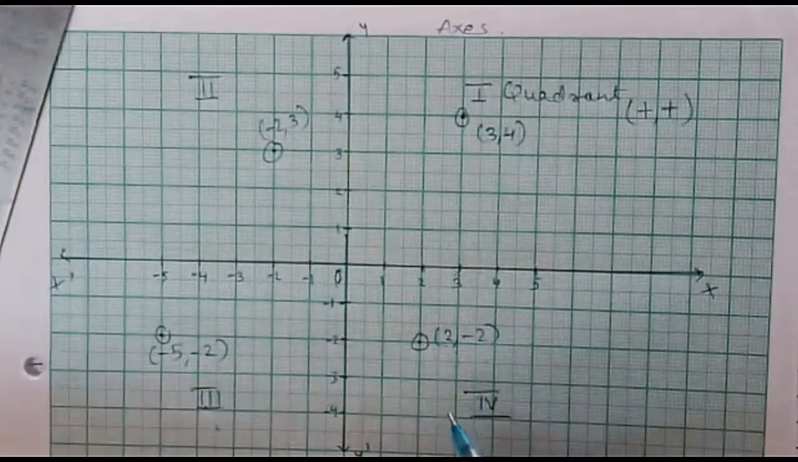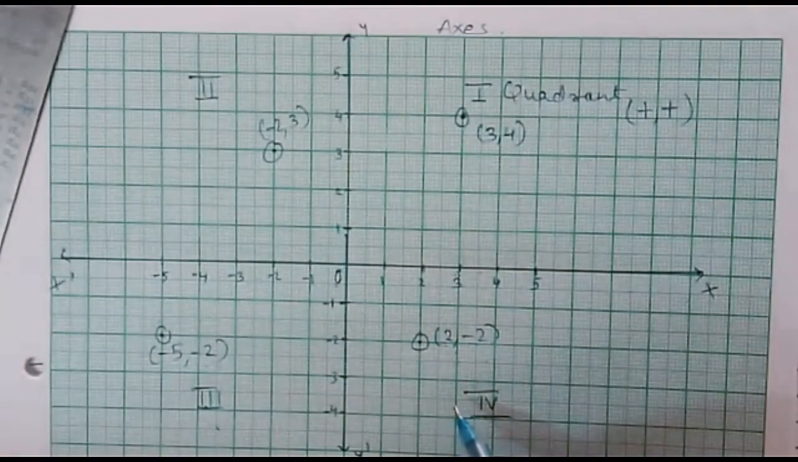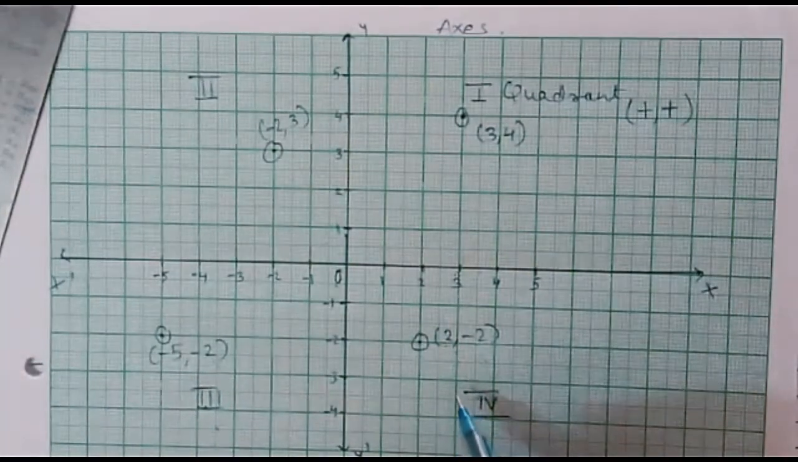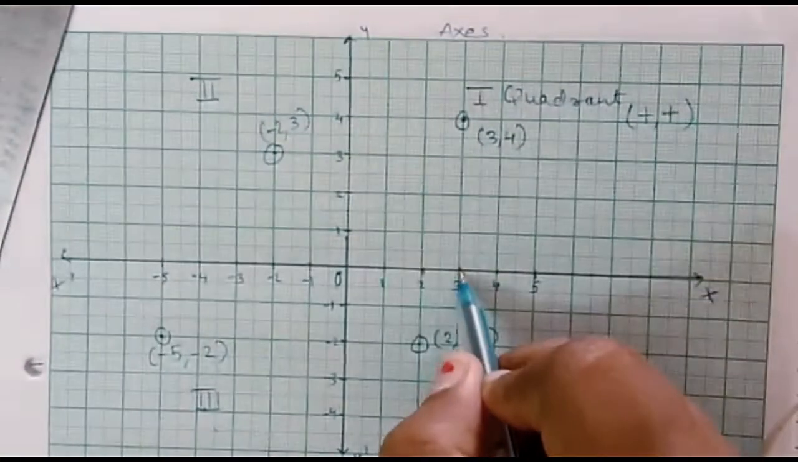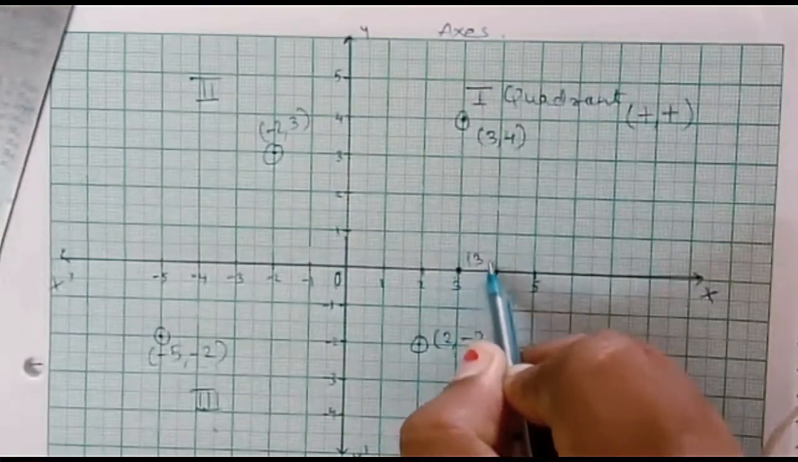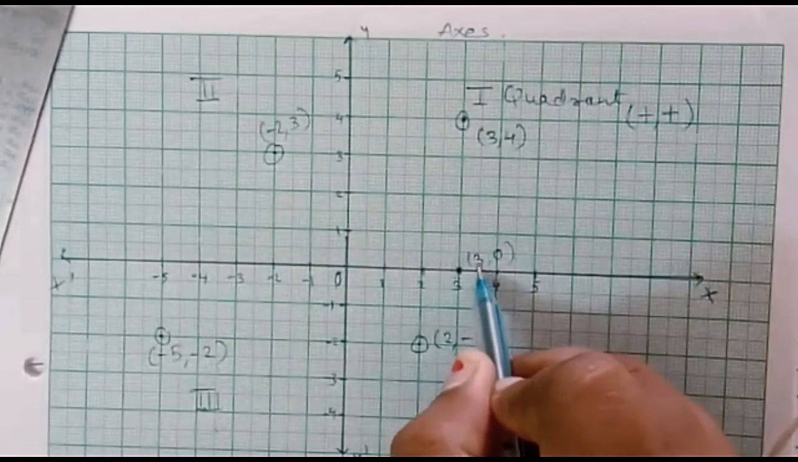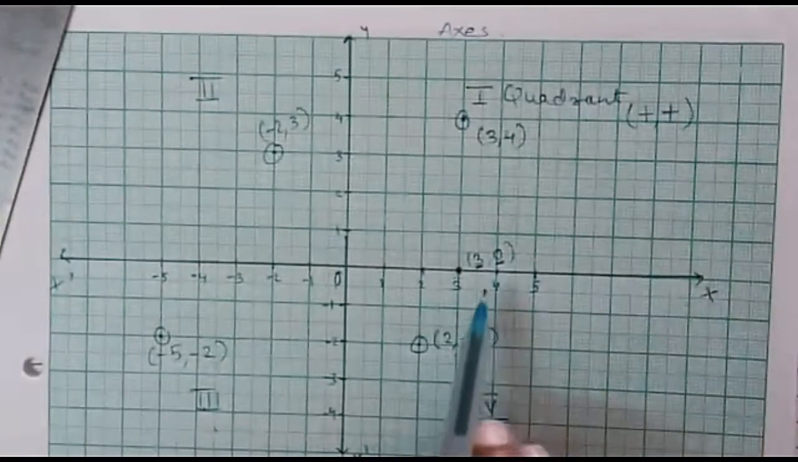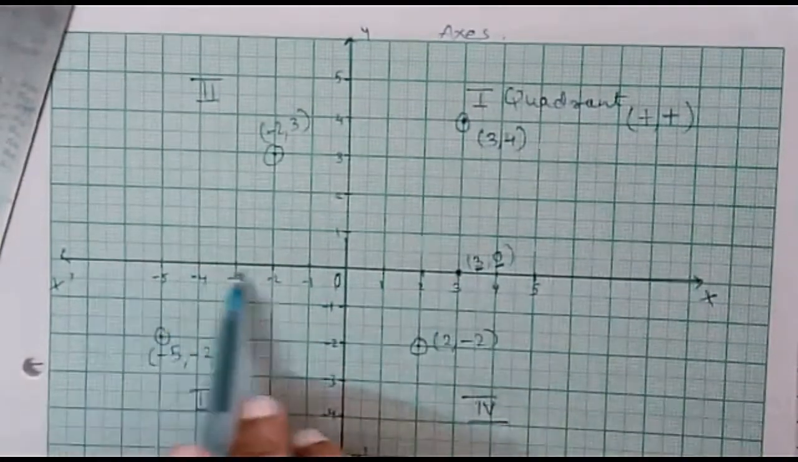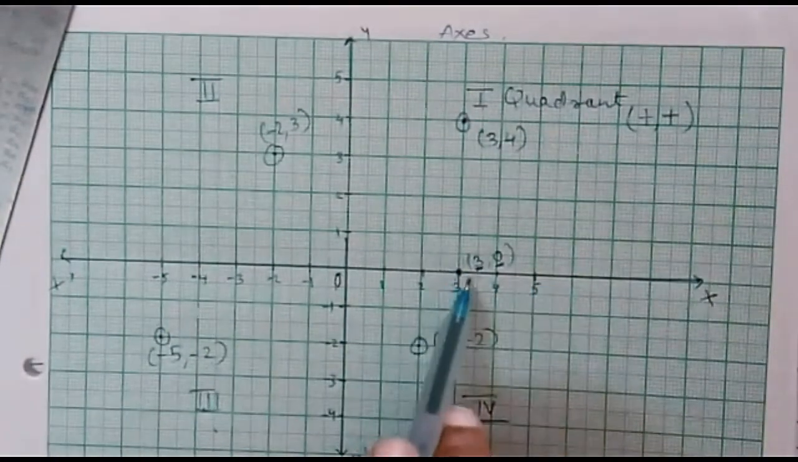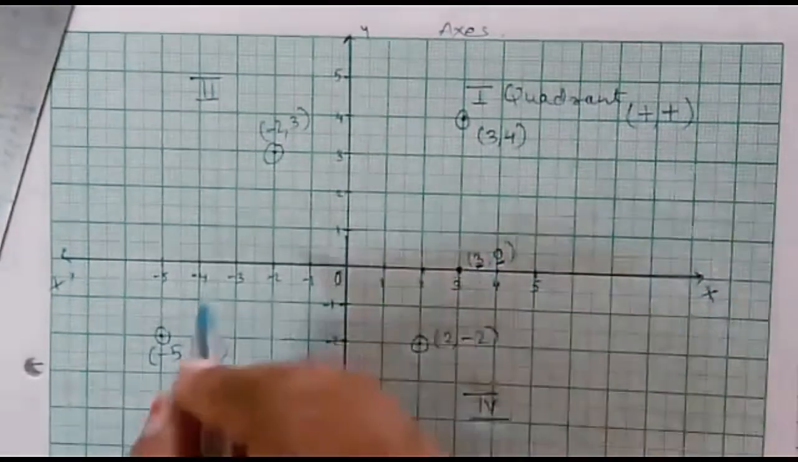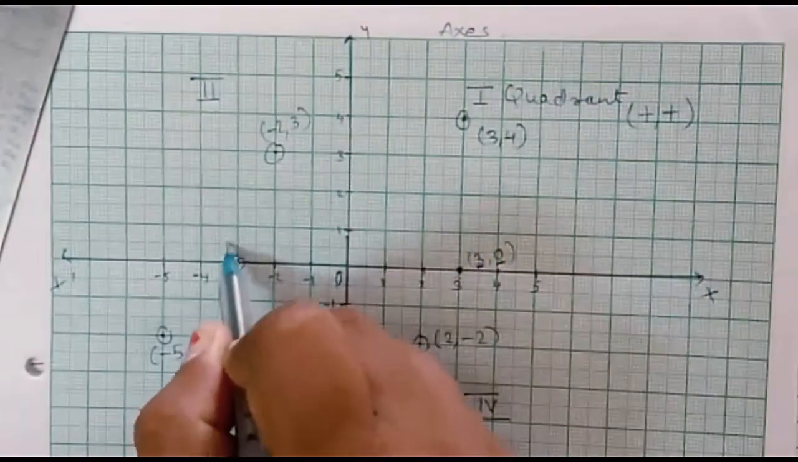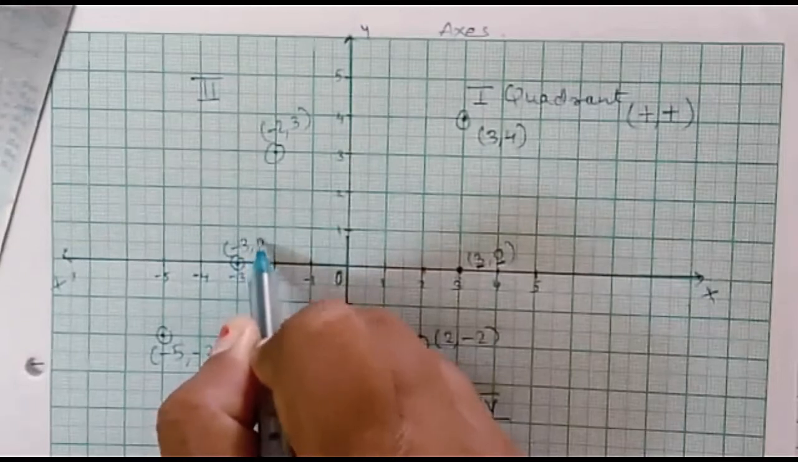What about the numbers when x or y coordinate is 0? Suppose the number is (3, 0). So it will be on x-axis itself. Please see, x coordinate is a number but y coordinate is 0. So all the numbers having y coordinate 0 will be on x-axis. If it is (3, 0), it will be on positive x-axis, and if it is (-3, 0), it will be on the negative x-axis.